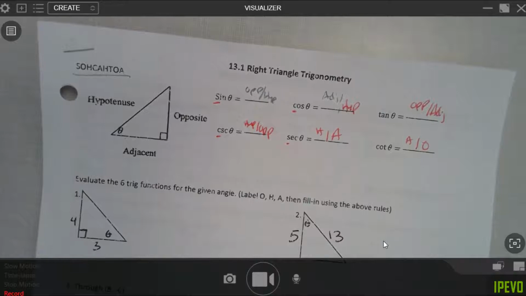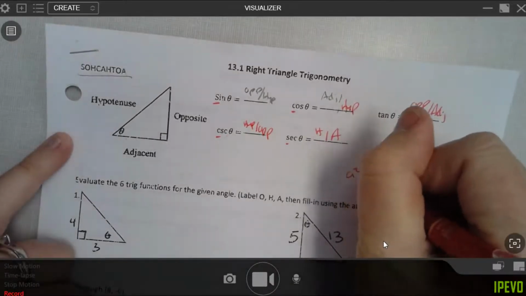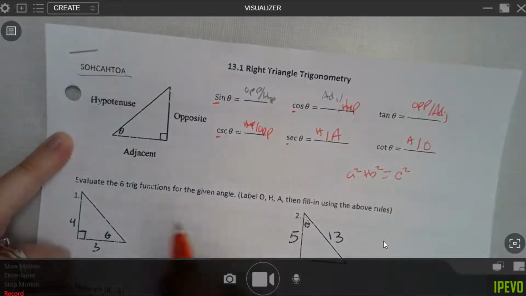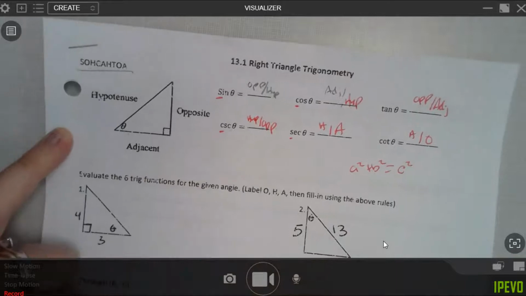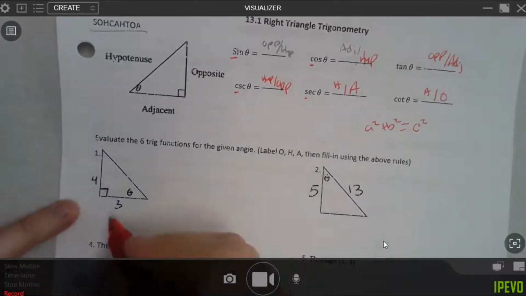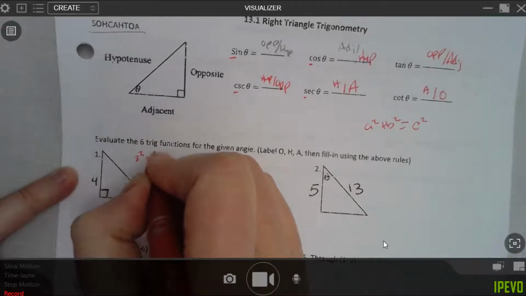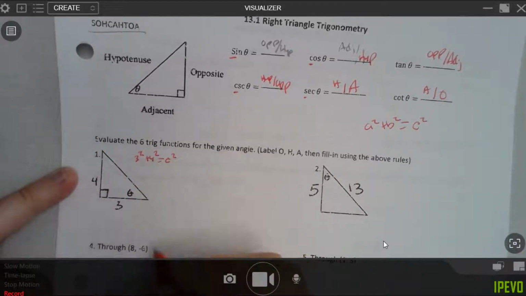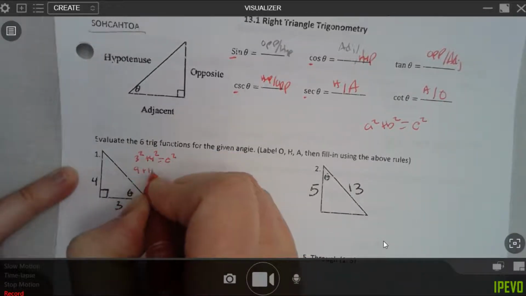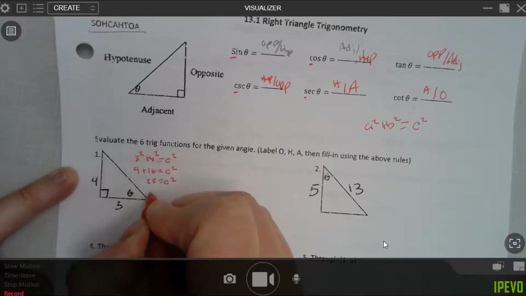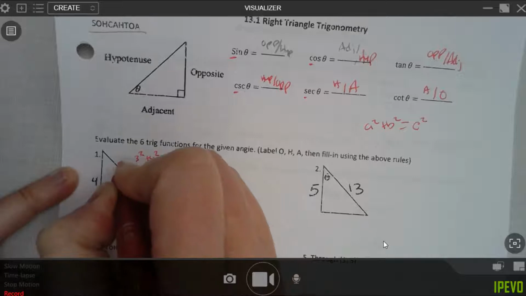So what you're going to need to do is use the Pythagorean theorem. Remember that a squared plus b squared equals c squared to find your missing side. Then we're going to label everything OHA and then just fill out our trig functions. So right here, to first figure it out, you're going to do 3 squared plus 4 squared equals c squared and solve that. 9 plus 16 equals c squared. That's 25 equals c squared. So c equals 5. So I'm going to put a 5 up there.